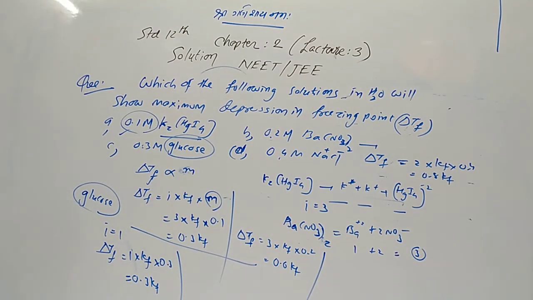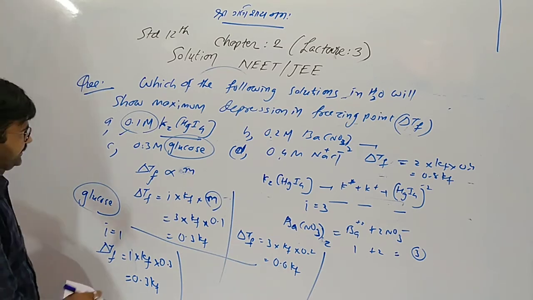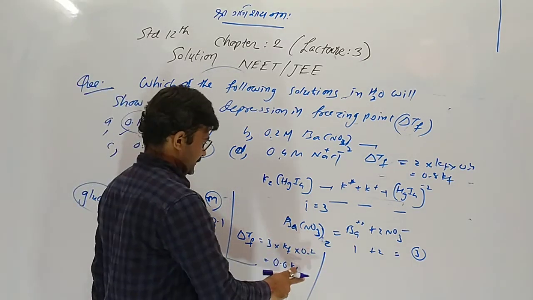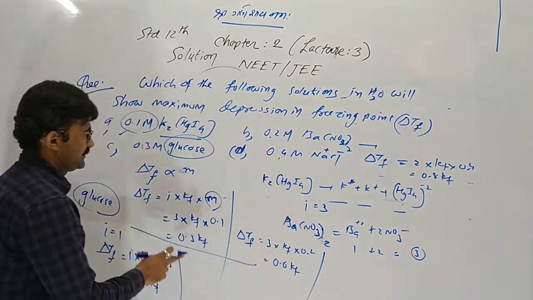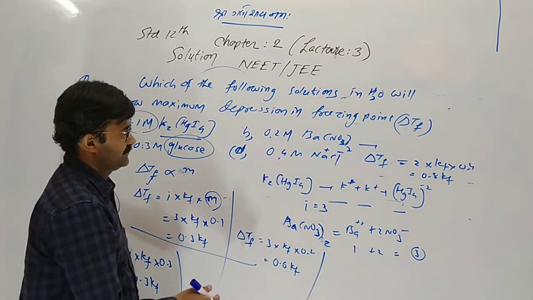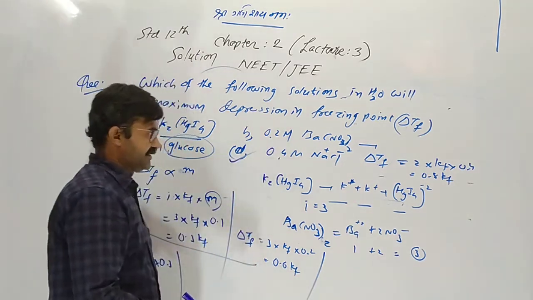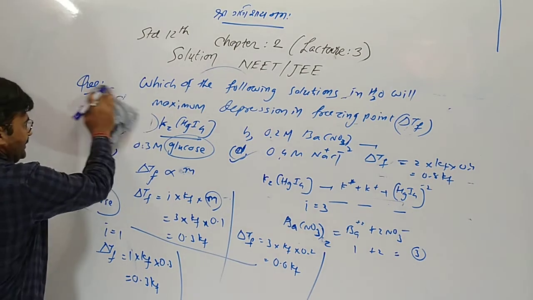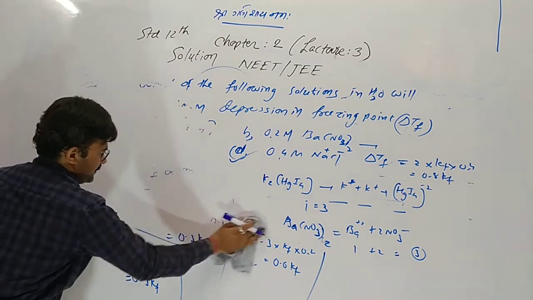So tell me what happens here. For the first case, 0.3 Kf. For the second, 0.2 into 3, 0.6. For the third one, 0.3. For the fourth one it is 0.8. So yes, the answer should be D. The maximum value of delta Tf, the depression in freezing point, is highest for NaCl.